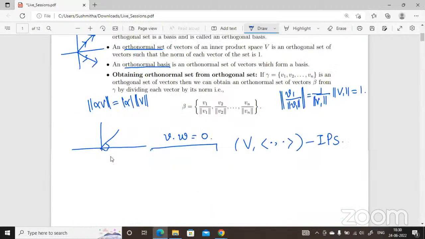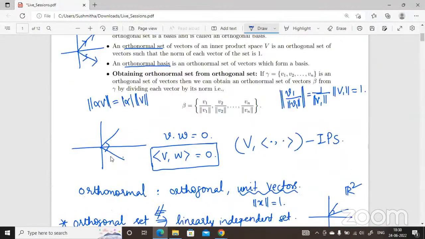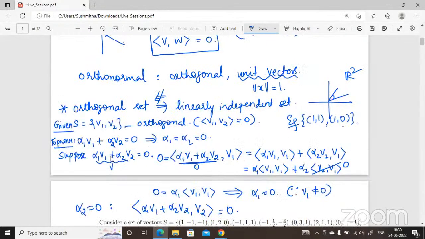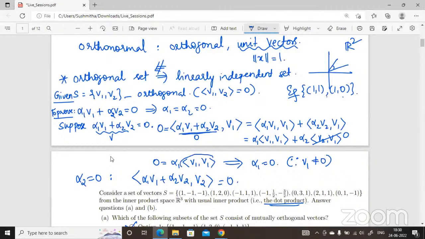Ma'am, is it also linearly independent or not? Yeah. If it is an orthonormal set, the heart of it is orthogonal. In addition to that, you have some property. If it is orthogonal, it is linearly independent, right? See, here if it was orthonormal, this would have been 1, right? But if it is orthogonal, it can be any other number also. That's all.